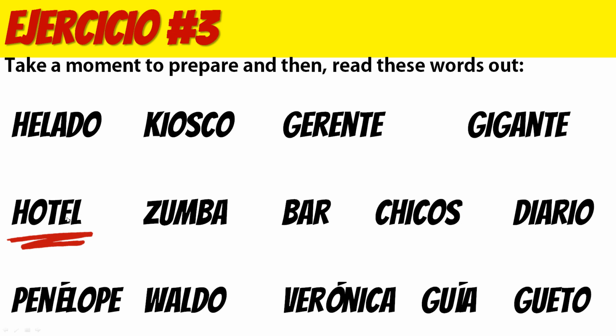Hotel. Remember that the H is mute in Spanish. Hotel. Gigante. Remember, G-I sounds like the H in English, but G-A sounds like G. Gigante.